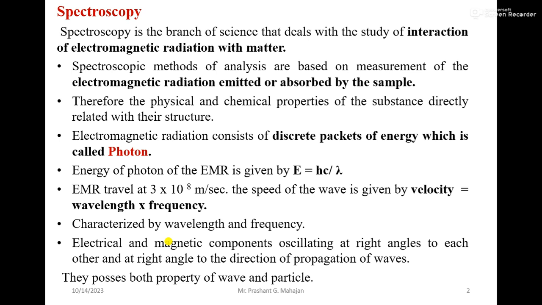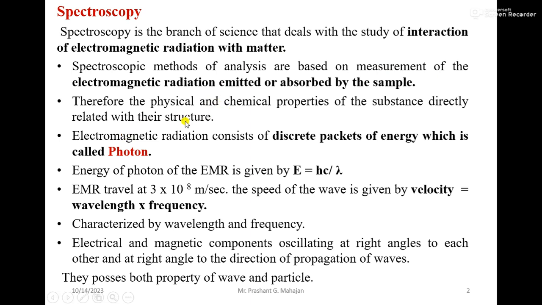Second, spectroscopic methods of analysis are based on the measurement of the electromagnetic radiation emitted or absorbed by the sample. When we apply electromagnetic radiation on the matter, the radiations are absorbed, and the molecules go to the excited state. When it comes back to the ground state, it emits light, and the color of that light depends on the wavelength of absorption. Therefore, the physical and chemical properties of the substance are directly related to the structure of that molecule.